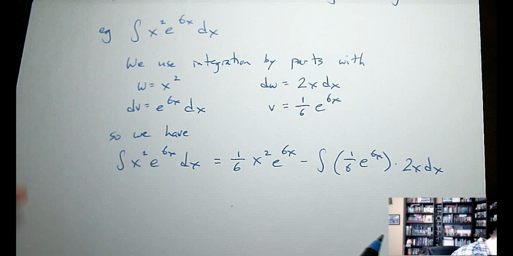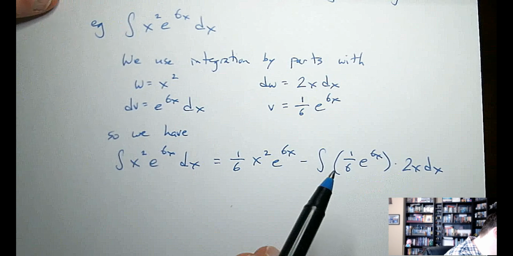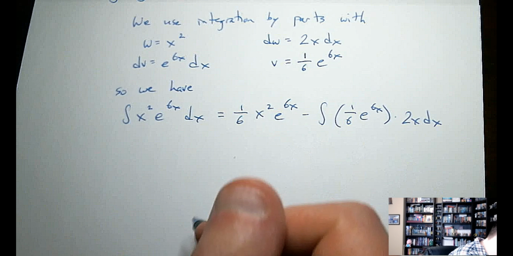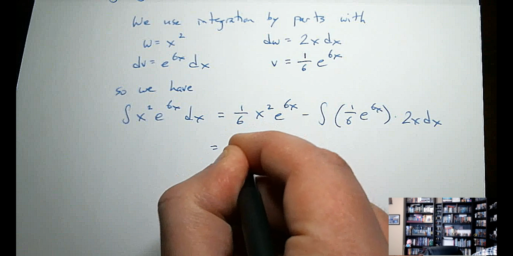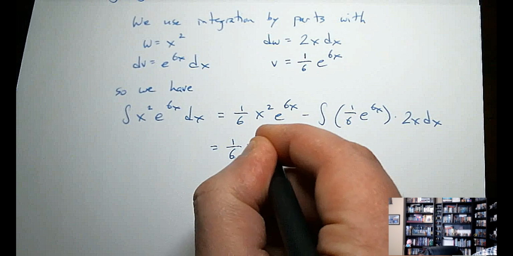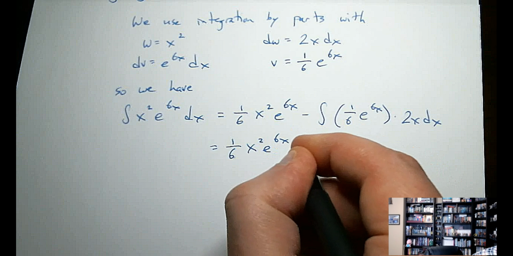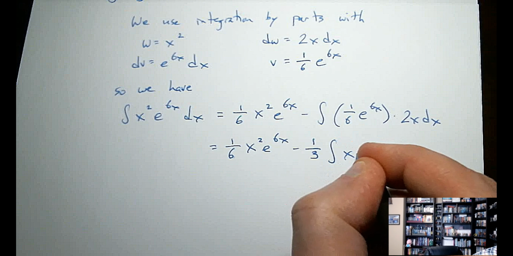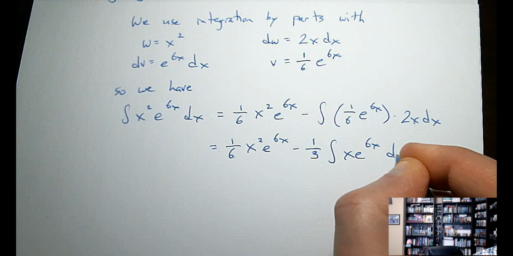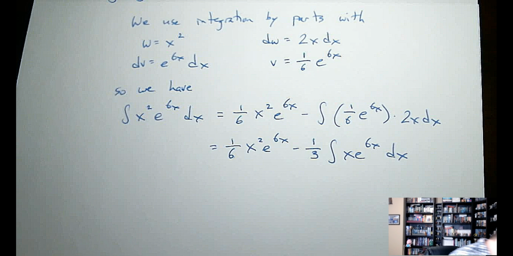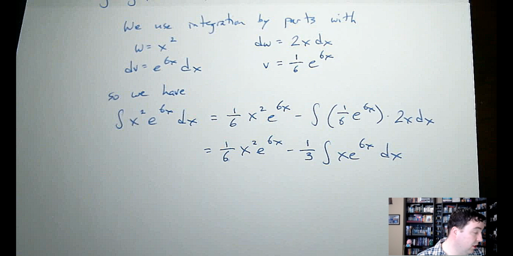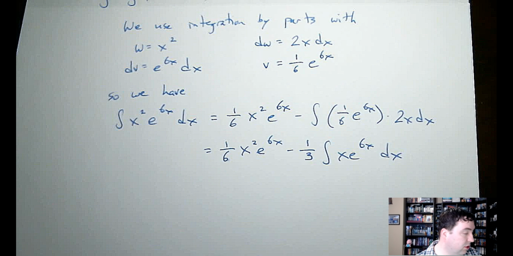Well, we can simplify this a bit. 1/6 times 2 is a third. Of course, that being a constant, we can bring that outside the integral. But that still leaves me with 1/6 x squared e to the 6x minus 1/3 times the integral of x times e to the 6x. And now that is not an integral that I can just go ahead and directly integrate. That's not an elementary integral.